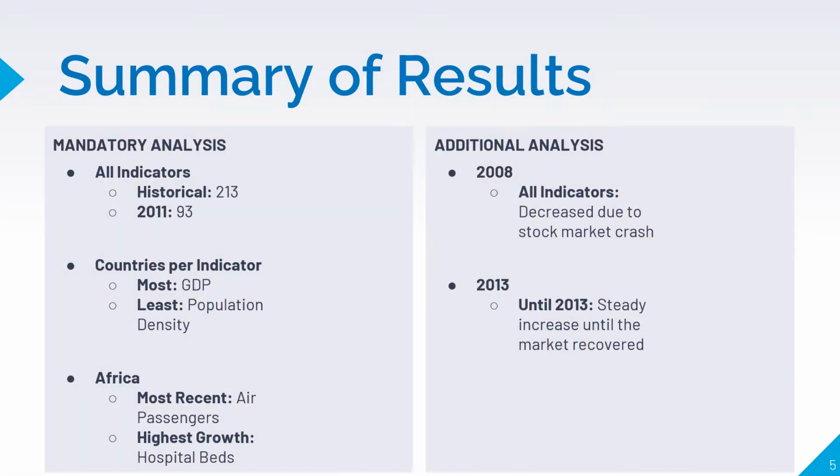Summary of the results. On the left side, we have mandatory analysis. For all indicators, on the historical side, we had 213. And fun fact, in 2011, we had 93. Moving on down, countries per indicator, most was GDP, the least was population density. Africa, most recent was air passengers, and highest growth was hospital beds.